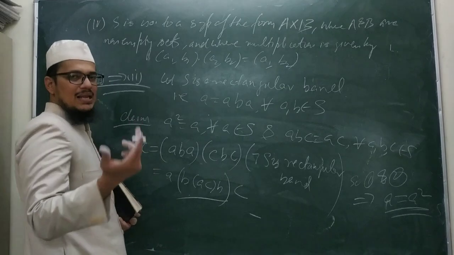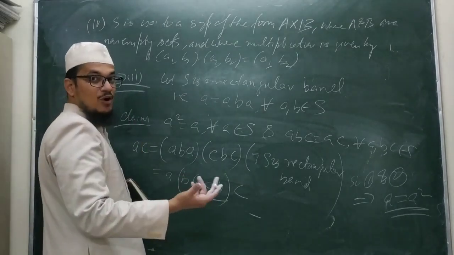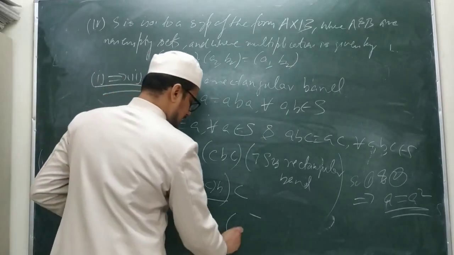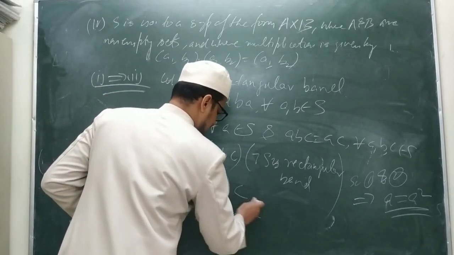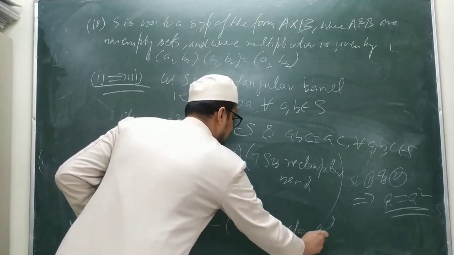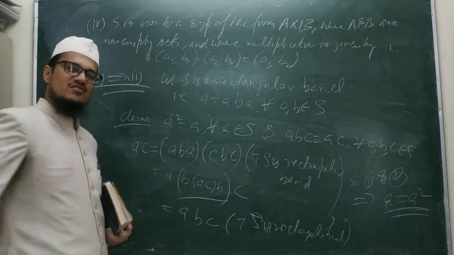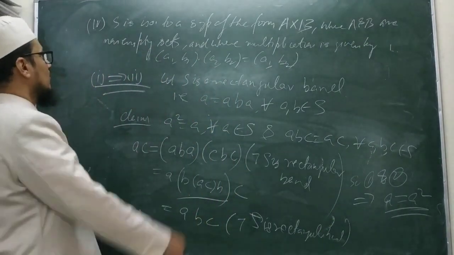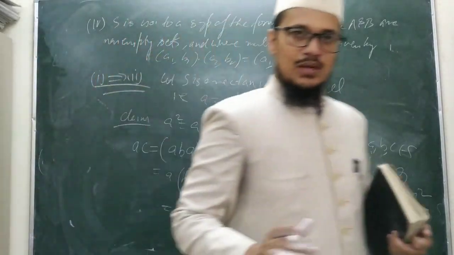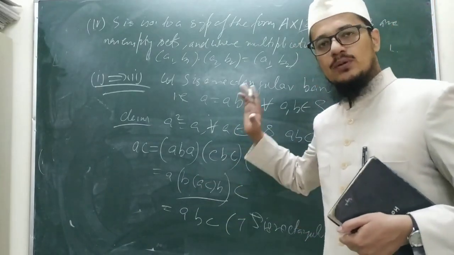Now AC is some element, correct? So B into some element into B will be what? Again B, of course, since again the logic is that S is a rectangular band. So in this way it is proved that AC is equal to ABC. So you have proved first implies second. Is it correct? Now we will prove second implies third, and third implies fourth, and fourth implies what?